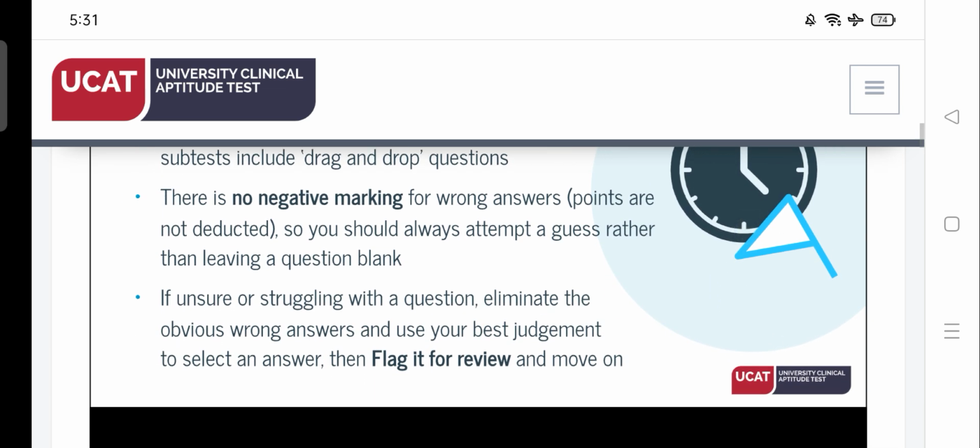There is no negative marking for wrong answers. Points are not deducted. So you should always attempt a guess rather than leaving a question blank. Okay, so this is one very good thing in the UCAT, that there is no negative marking for wrong answers. So if you don't know the answer to any question, you just have to guess, choosing the closest one you think could be true. You just have to attempt it rather than leaving it.